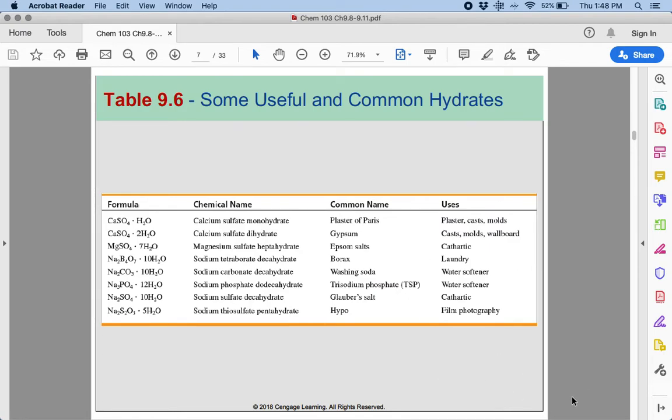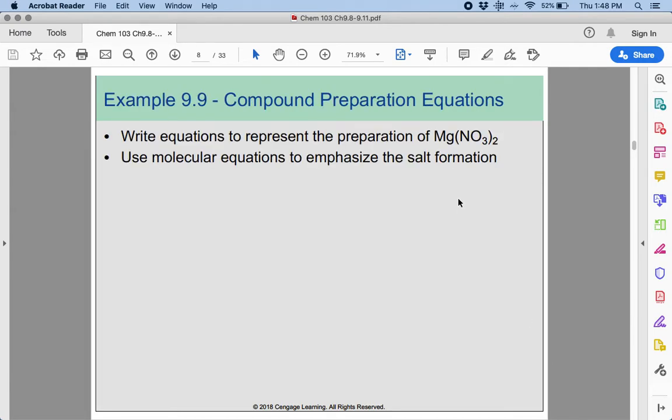So these are just examples for you to see what the hydrates look like. This is kind of a long question to ask, but it's really good practice. Write equations for the representation and preparation of magnesium nitrate using the molecular equations to emphasize the salt formations. So magnesium nitrate, where we're going to go through the different types of salts, with acid, all those different ones. If you want to pause the video here and give that a shot, we will go through it, but I'll give you the opportunity to try this one on your own.